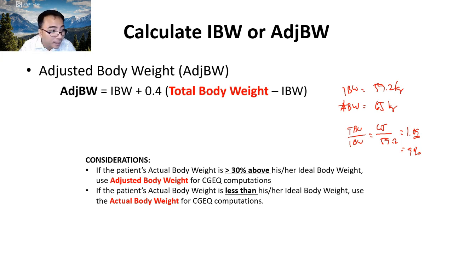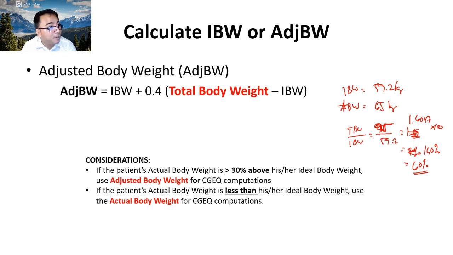Now, what if class, what if my total body weight, my actual body weight is 95 kilos? Okay? So 95 divided by 59.2, that would give me 1.6047. So, times 100 mo yan, ang lalabas yan, class, is 160%. So, meaning, it's already 60% higher than my ideal body weight. So, pag ganyan kas ang timbang ko, automatic, ang gagamitin ko is adjusted body weight.